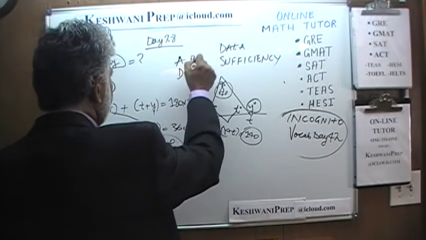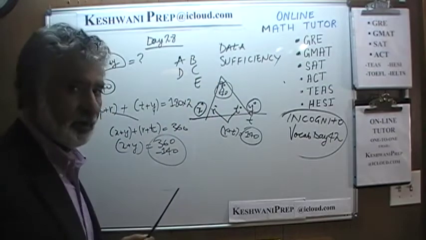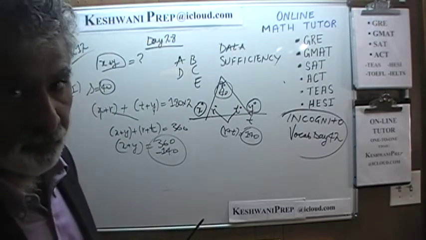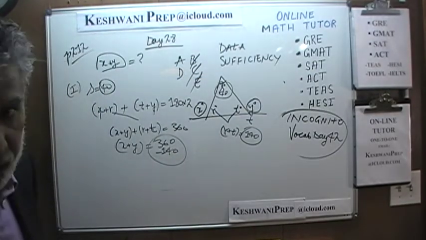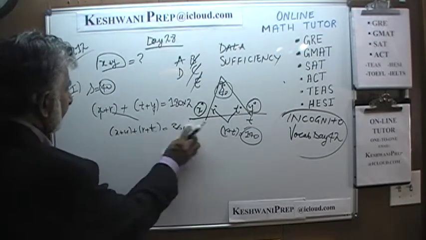A, D, B, C, E. Since the first statement by itself was enough, the answer cannot be B, C, or E. It will have to be either A or D. Let's look at second statement.